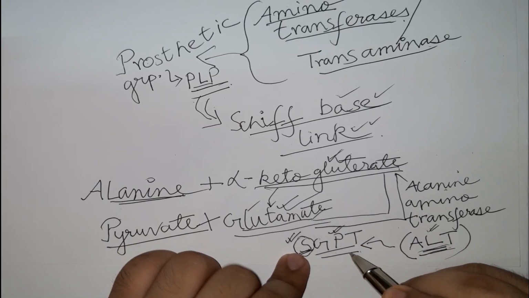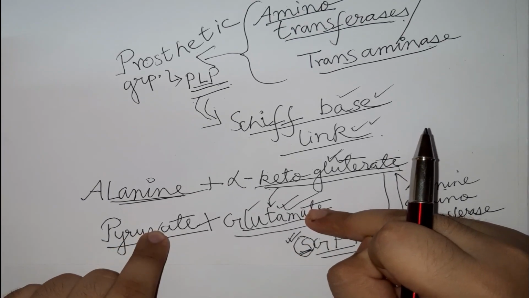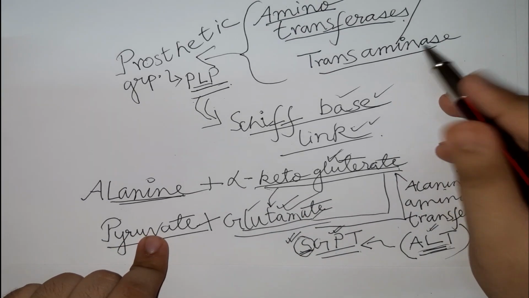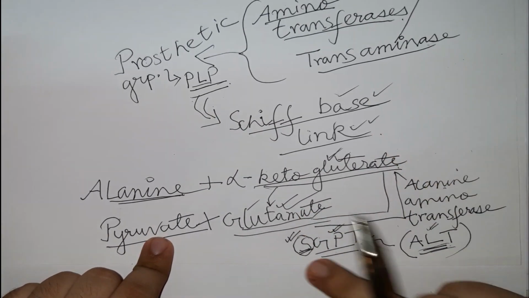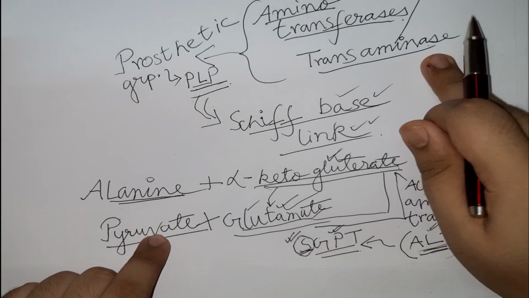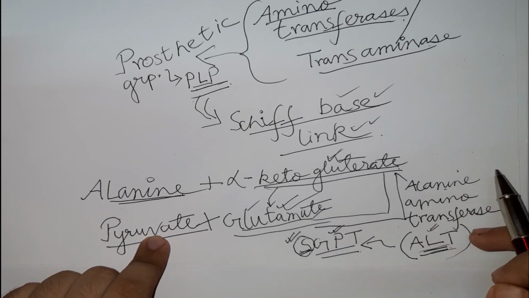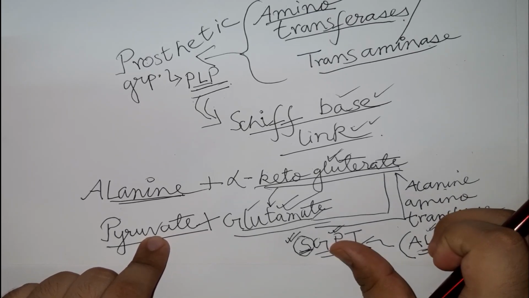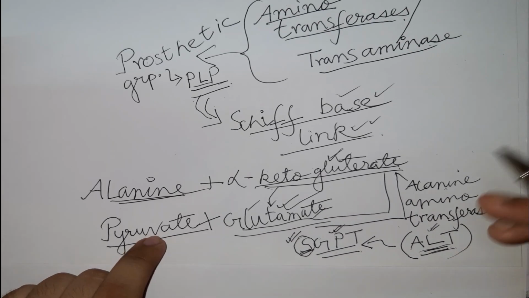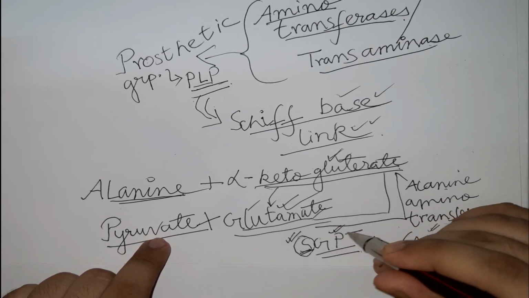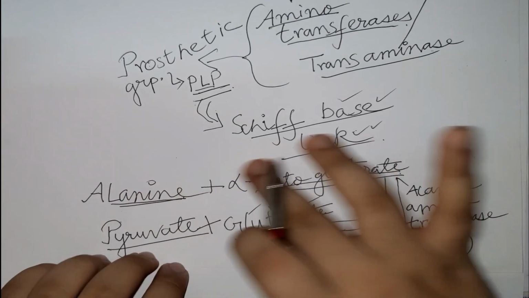So what does GPT stand for? Glutamate pyruvate transaminase. So serum glutamate pyruvate transaminase. This is the name. And ALT stands for alanine aminotransferase. These two are the same names given to the same enzyme. Alright? So if we remember these two abbreviations, we will be able to pin down all these four things.